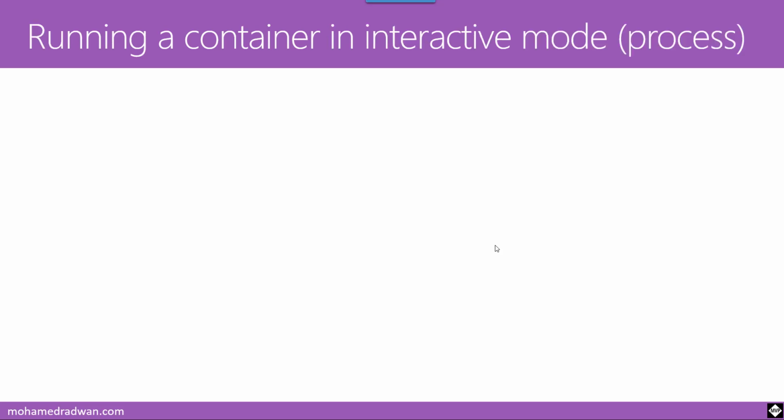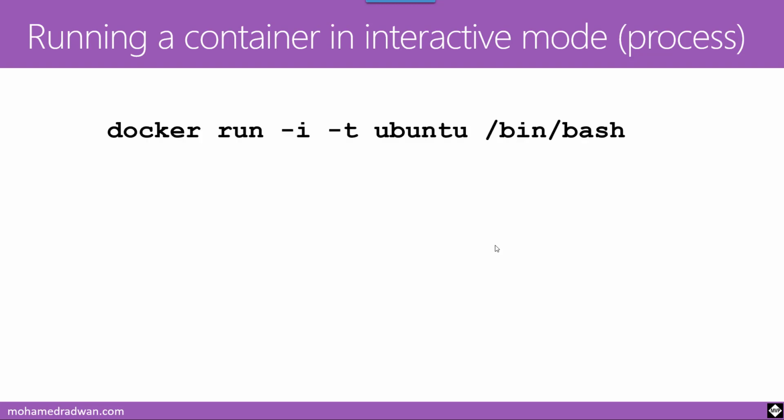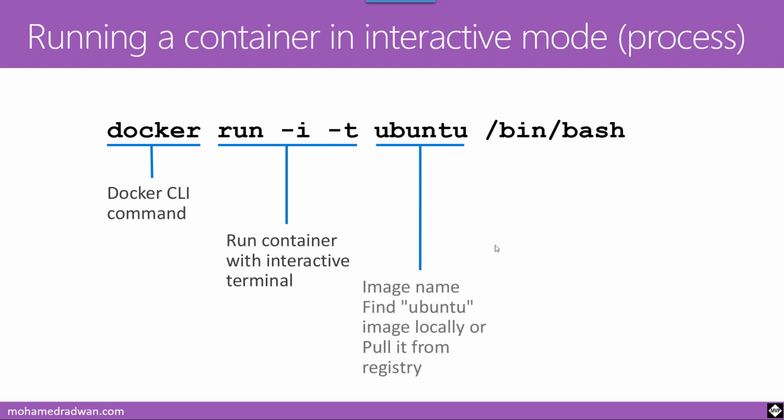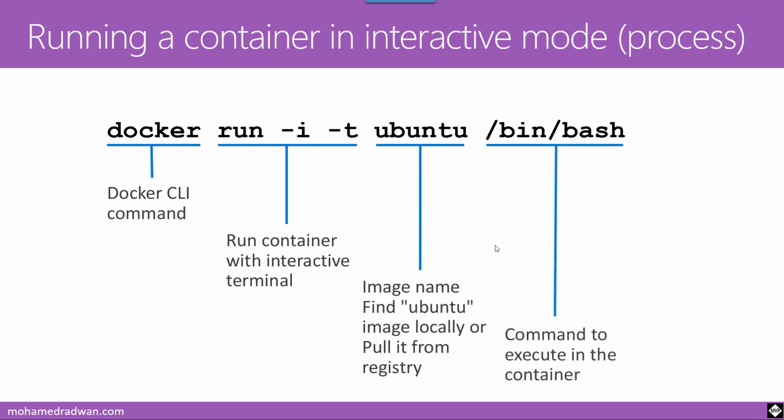Let's look at running a container in interactive mode. We have seen running a container in detached mode. Let's see the interactive mode. docker run -it ubuntu. So this is the CLI, this is the run, and -it means I would like to run the container as interactive. I can combine it as one switch, or I can put it in this way. And then this is the image name, which again, it will search locally first. If not, then it will pull it from the registry. And this is the command I want to execute on the container.